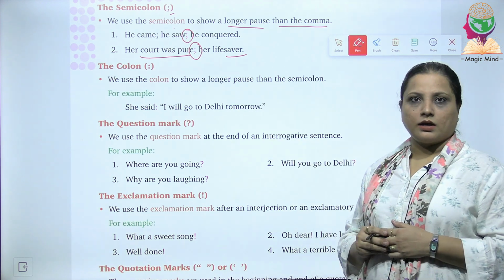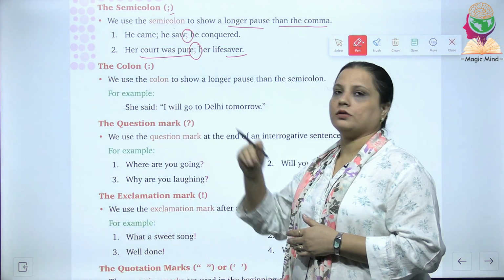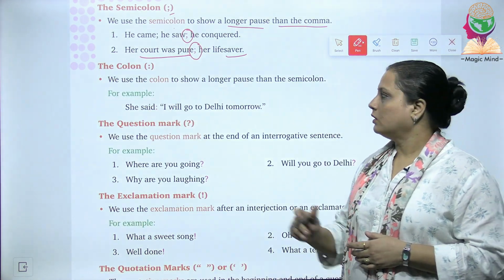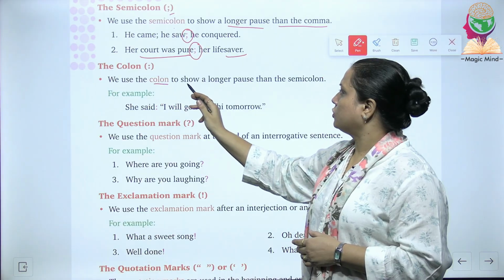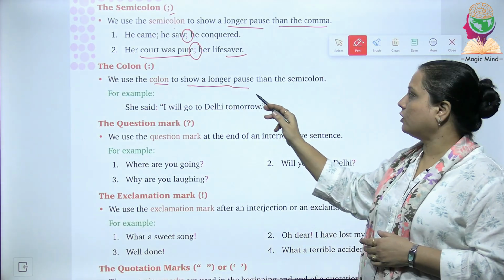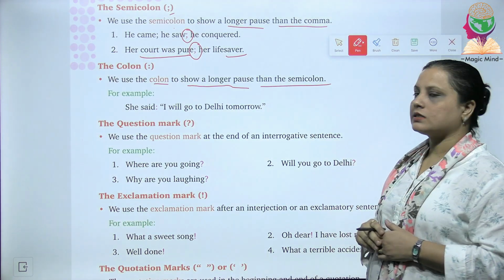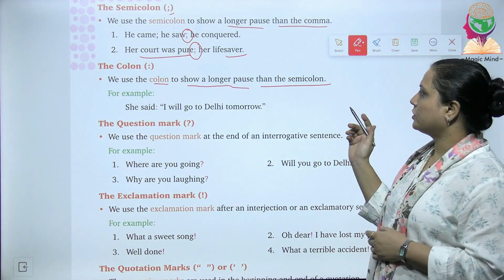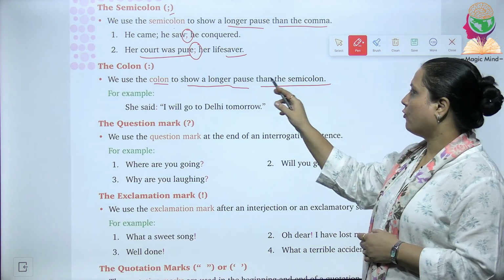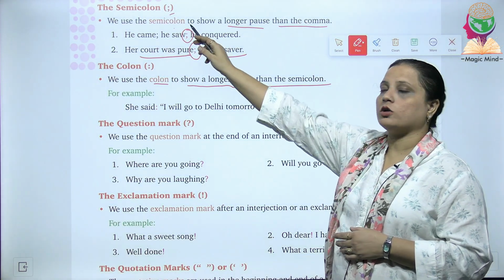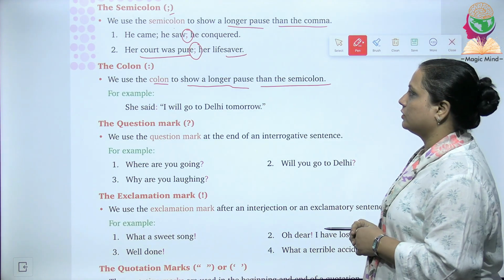The next one is the colon. What is the use of the colon? The colon is used to show a longer pause than the semicolon. So, we are using a colon for a much longer pause than the semicolon.